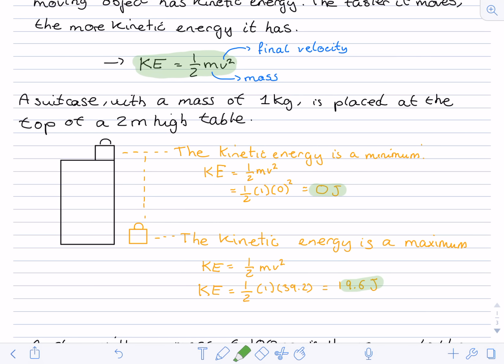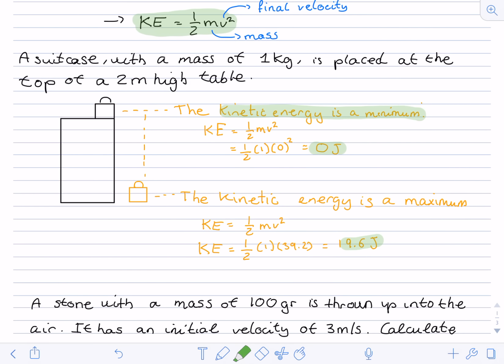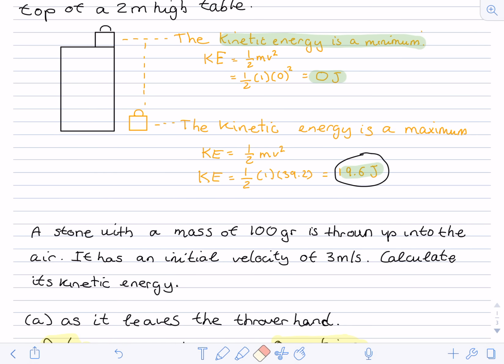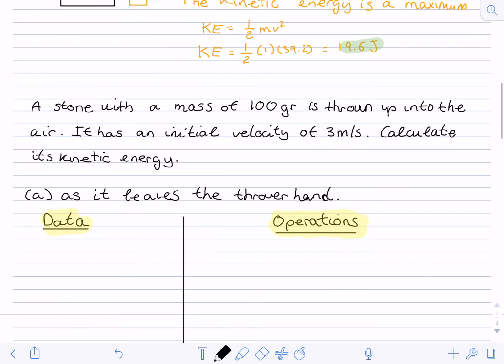So as you can see here, when the suitcase is on top of the table, the kinetic energy is a minimum. It has no kinetic energy, so 0 joules, because it's not moving. When the object is just about to hit the ground or to stop, the kinetic energy is a maximum. As you can see here, when the suitcase falls, it will have a kinetic energy of 19.6 joules. Okay? So now that we're here, let's go with a problem.